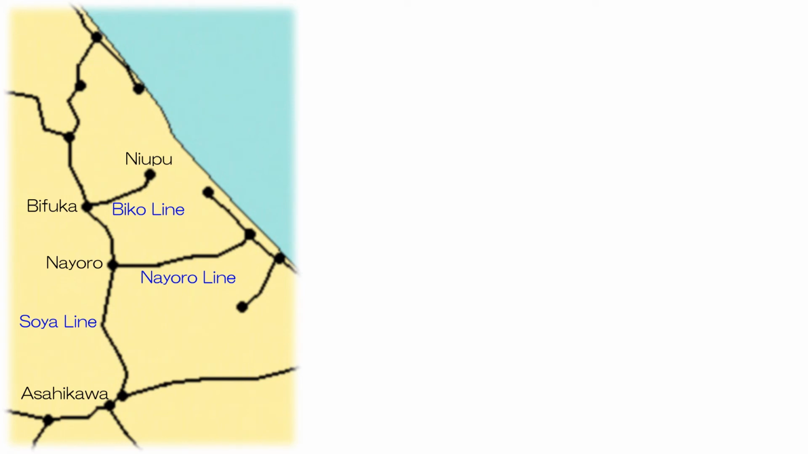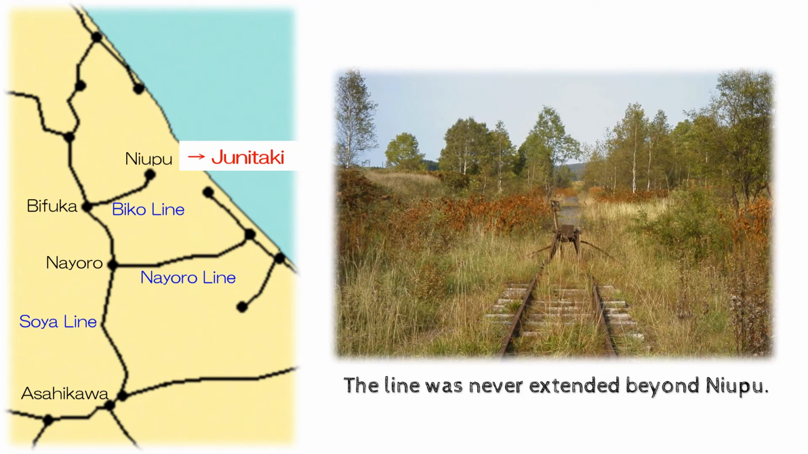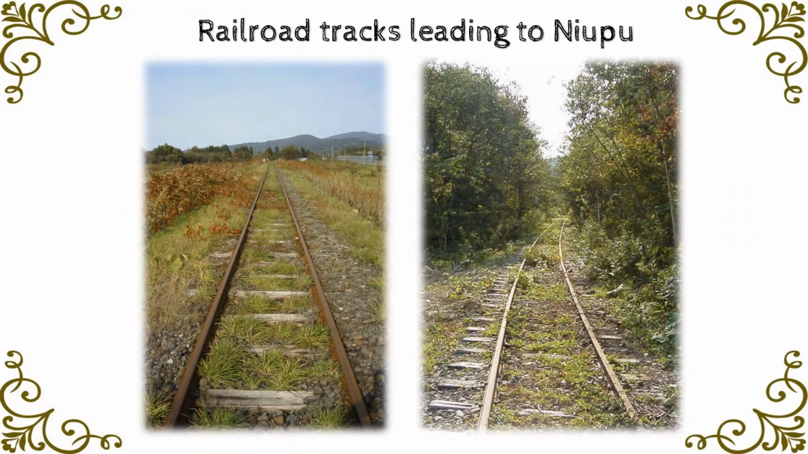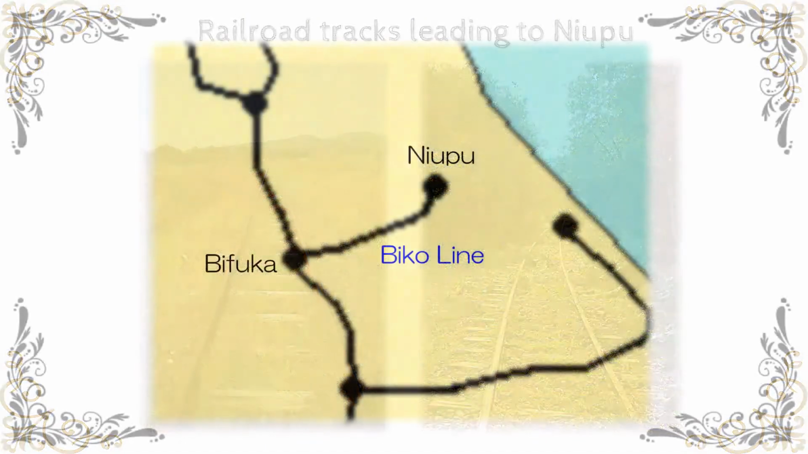Thus, the information in the history of Bifuka town indicates that Niupu is the closest of the existing towns to the town of Junitaki. Incidentally, the Bihoku line was originally planned to extend to the seacoast. However, as there was no longer a need for it, the line was never extended beyond Niupu. In 1985, the Bihoku line itself was abandoned. Nowadays, local residents run trolleys on the abandoned line for events, and to revitalize the town, as a tourist destination.